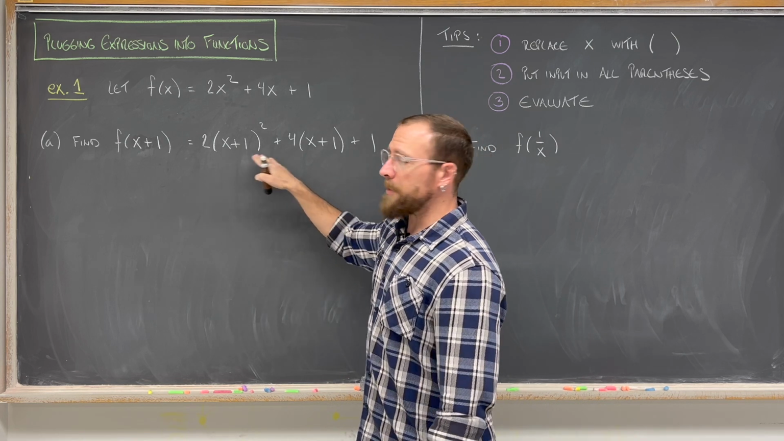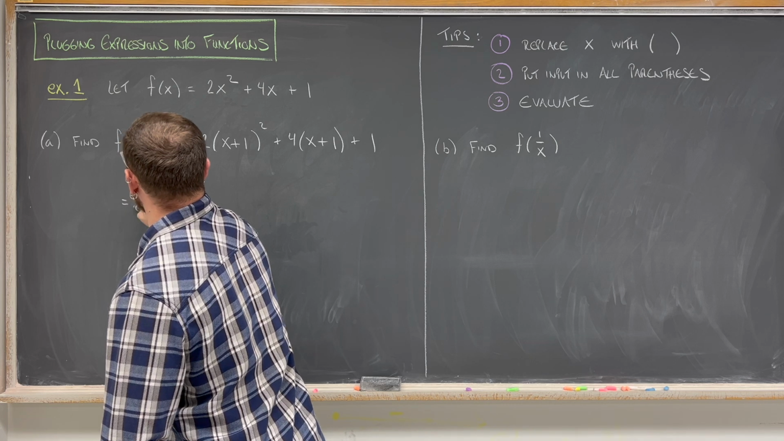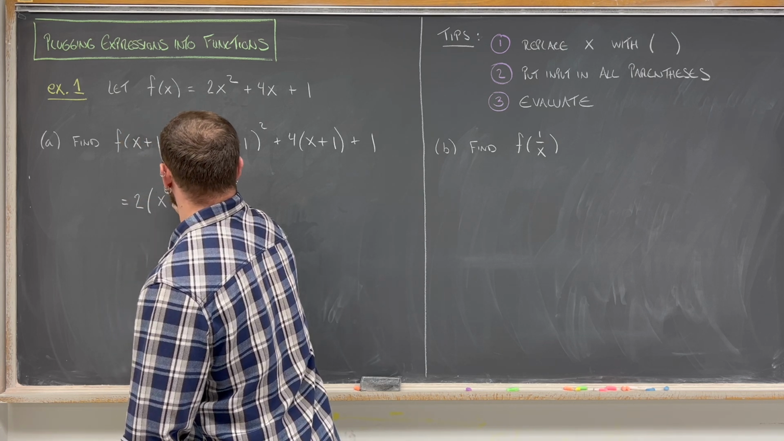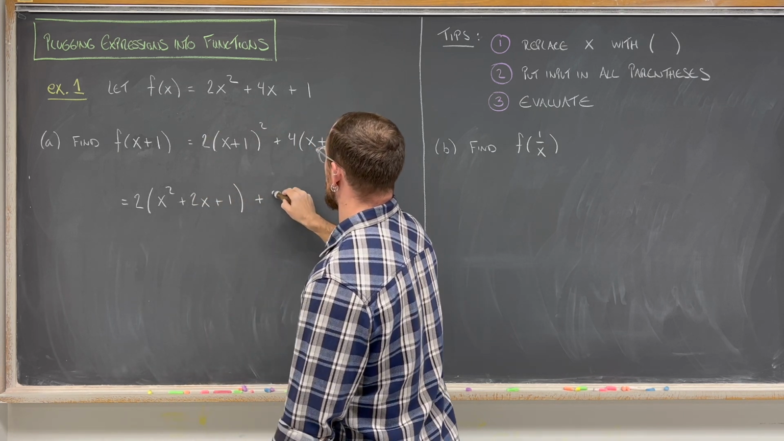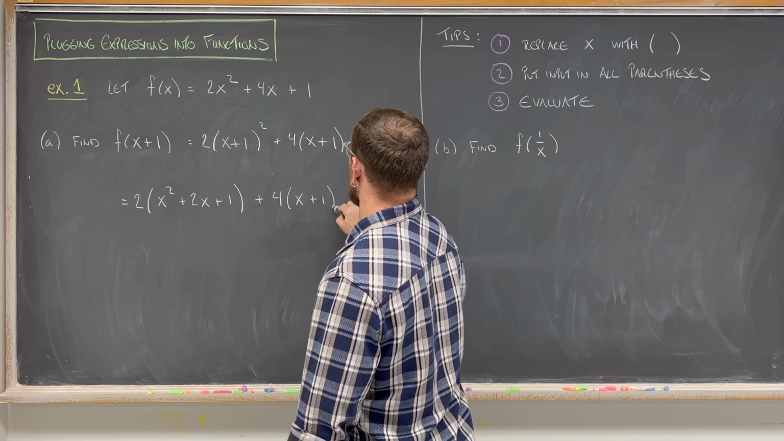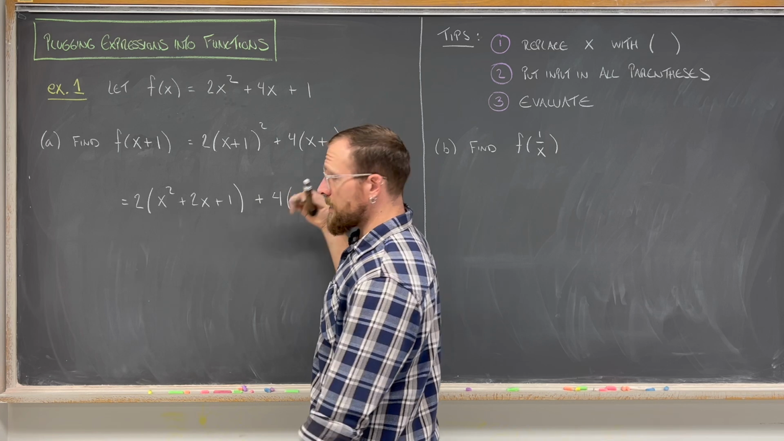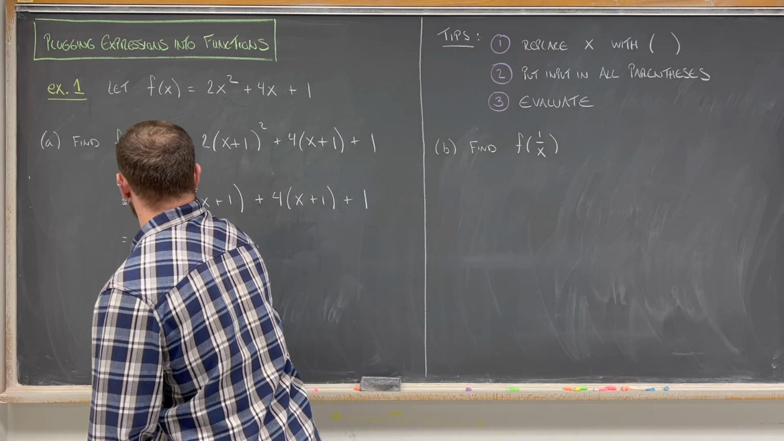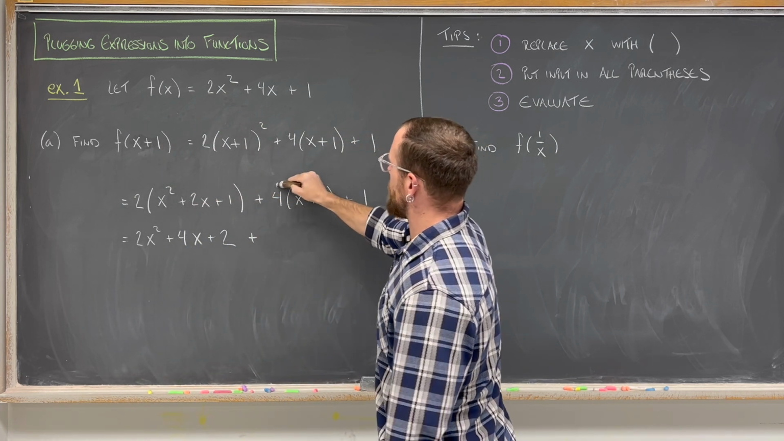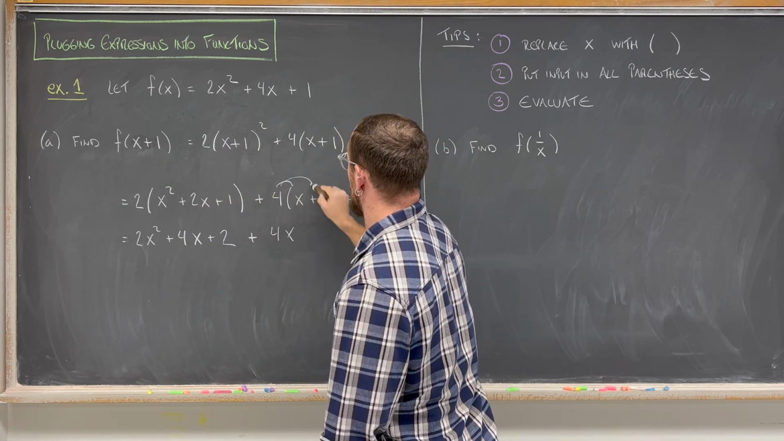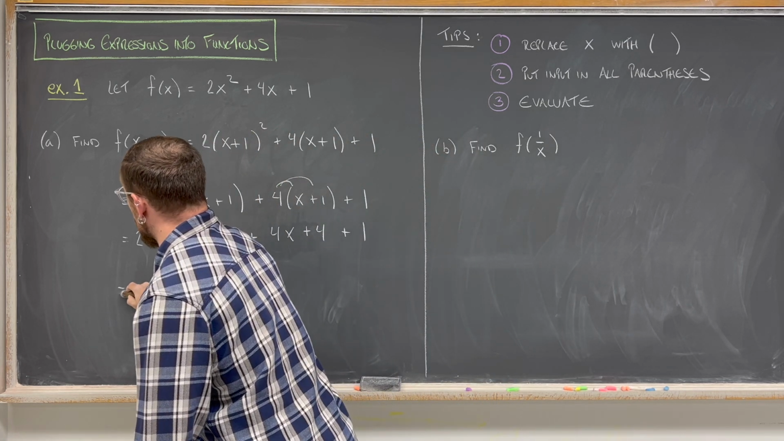We're going to follow the order of operations. We're going to first square this. We do exponents first. So this is going to be 2 times x squared plus 2x plus 1. Plus, I'll just copy down the rest, 4 times x plus 1 plus 1. Now we're going to distribute that 2 and this 4. So we're going to get 2x squared plus 4x plus 2. Over here, we're going to get 4x plus 4 plus 1.